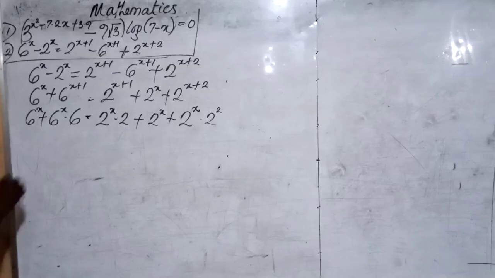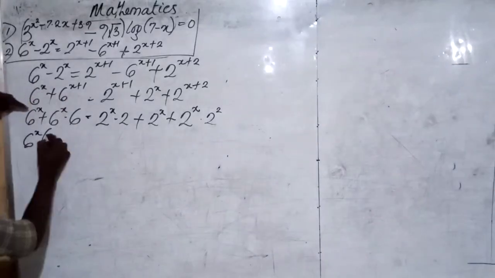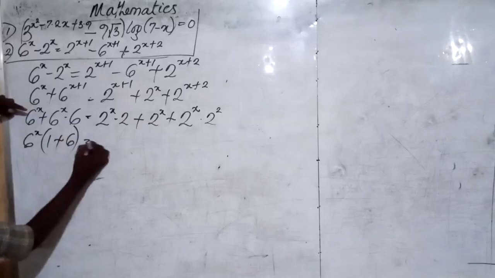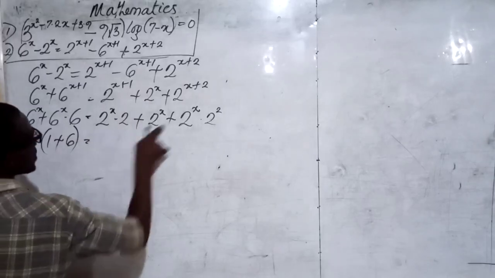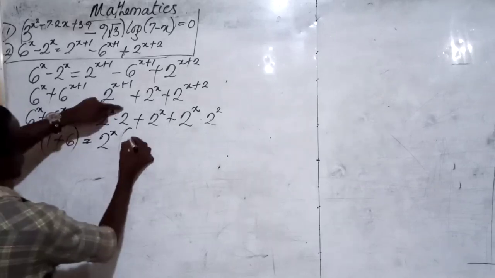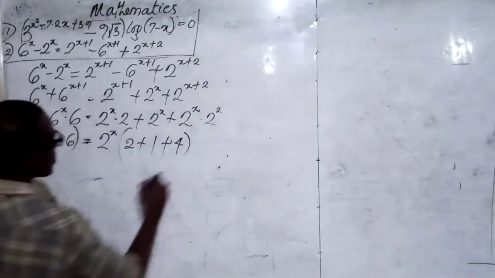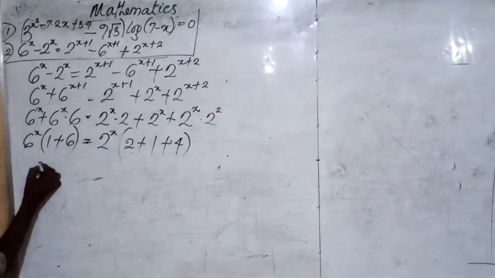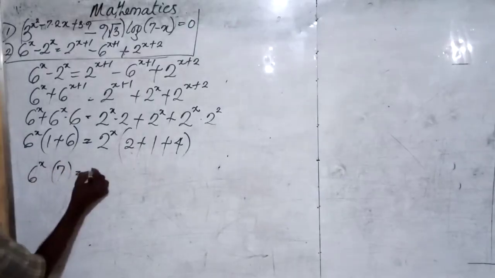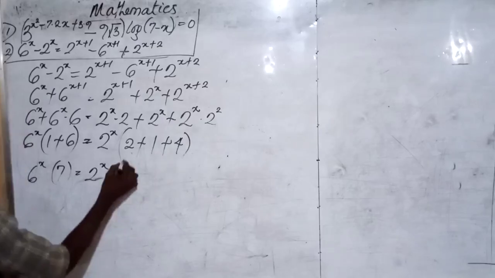So from here, we have that 6 raised to x is common, right? If you take 6 raised to x here, we have 1 plus 6 raised to x here, 1 times 6, 6, is equal to 2 raised to x is common here, here, and here. So we have 2 raised to x, into bracket, 2 is remaining here, plus 1 will be here, plus 4 is remaining here. So I think this one is simple. 6 raised to x times 1 plus 6, 7, is equal to 2 raised to x times 2 plus 1 plus 4, 7. All right, okay.